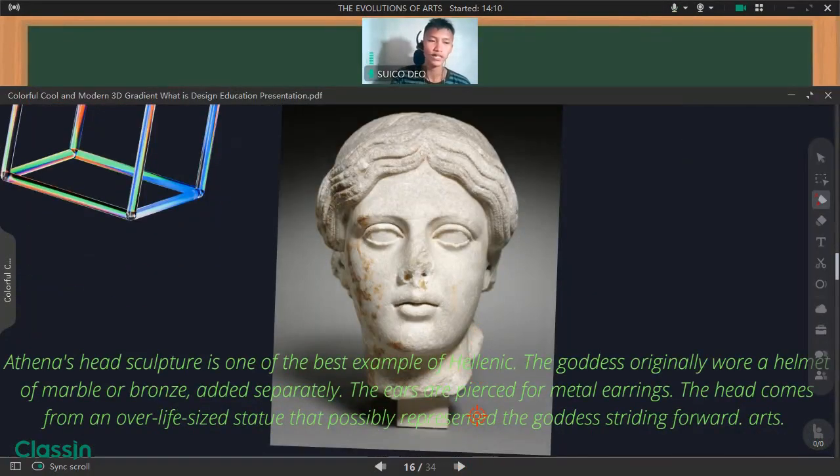Marble Head of Athena. Athena's head sculpture is one of the best examples of Hellenic art. The goddess originally wore a helmet of marble or bronze, added separately. The ears are pierced for metal earrings. The head comes from an over life-size statue that possibly represented the goddess striding forward.